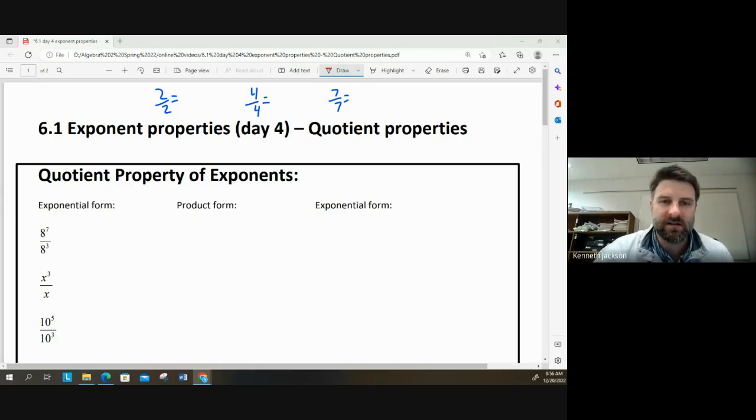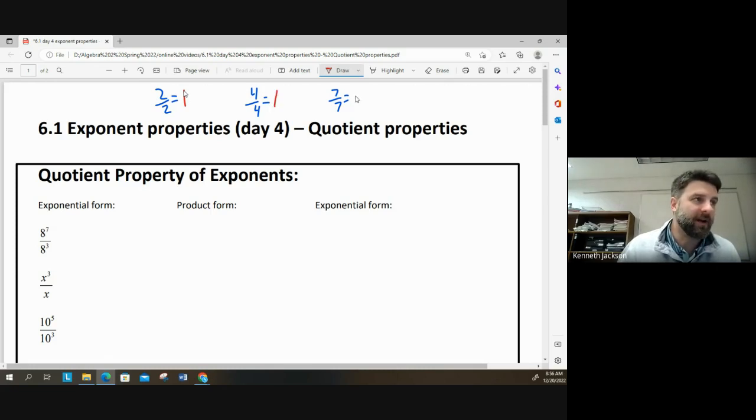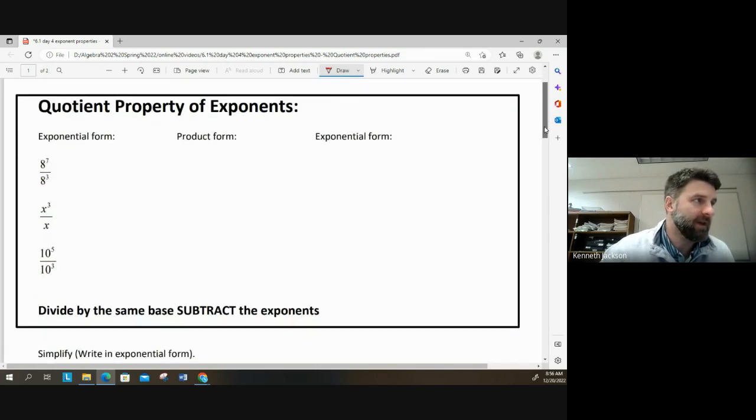These are notes for section 6.1, day 4, quotient properties of exponents. Now, the simplified version of this is something that we all know in a very basic concept. 2 divided by 2 is 1. 4 divided by 4 is 1. 7 divided by 7 is 1. It's going to boil down to this kind of idea that we all are very familiar with. And again, we'll come back to writing it out in product form to see how we get our shortcut, or the rule for understanding exponents in quotients, division.